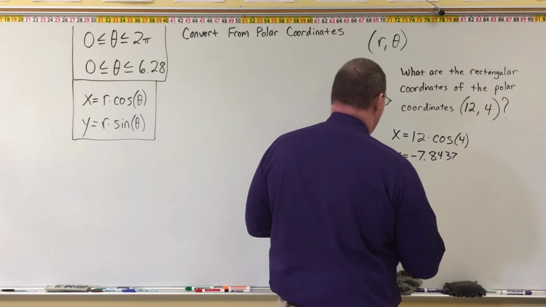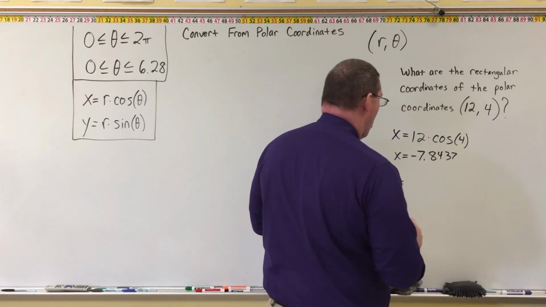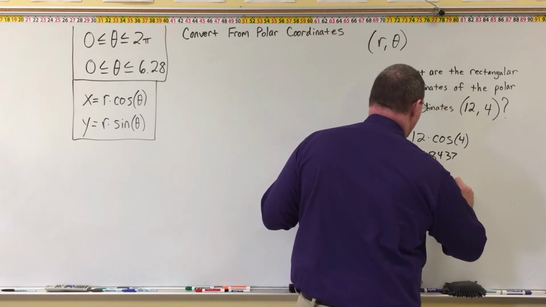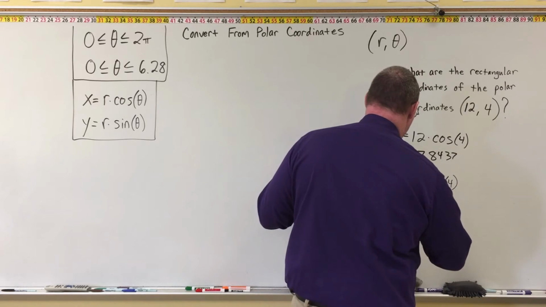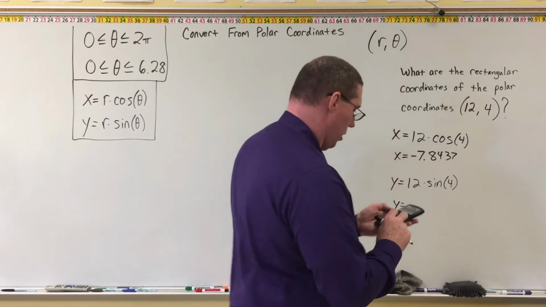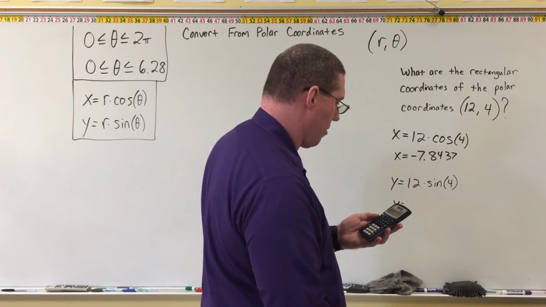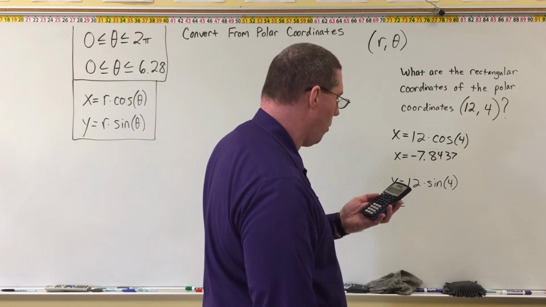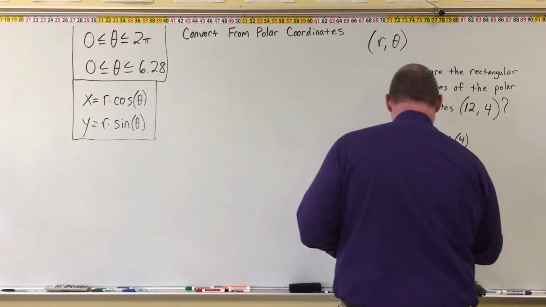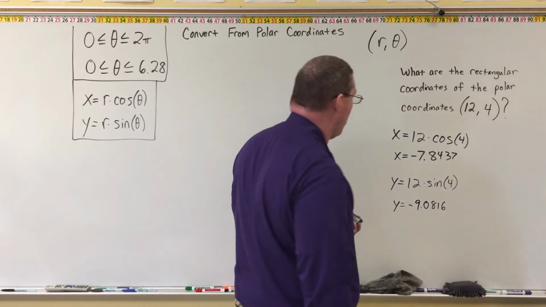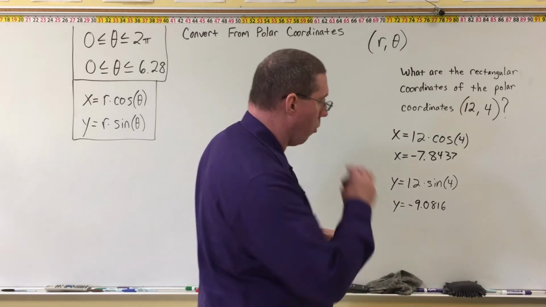Okay? And now to find our y-coordinate, all we have to do is radius 12 times sine of 4. Make sure we're in radian mode on our calculator. We are. And we do 12 times sine of 4. That's simple. And we get negative 9.0816.